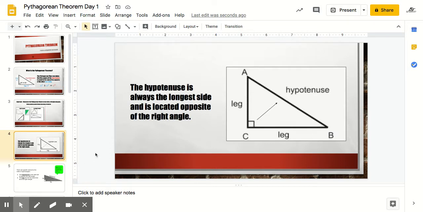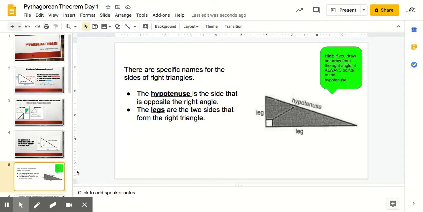Now, that only takes care of one side of a right triangle. There are 2 other sides. The 2 other sides of the right triangle are called the legs. So the legs are just the 2 sides that form the right angle. So this is a leg and this is a leg. And again, your hypotenuse is the side opposite of the right angle. So again, 2 vocab words you need to know: hypotenuse, the longest side of the right triangle, always opposite of the right angle, and then the 2 legs are the other sides of the triangle.